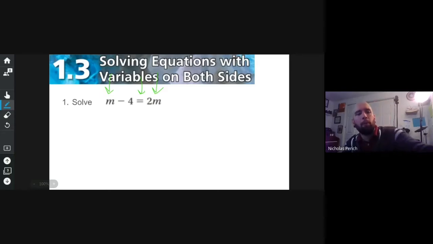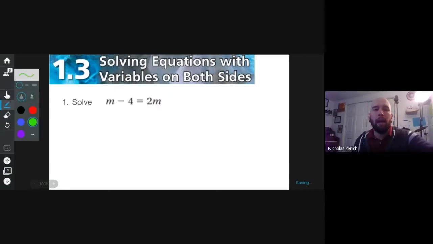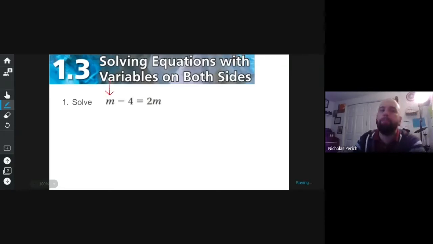And if you remember, if I want something to go on the other side, I have to do the opposite. Well, this is step number 1. If I have an M on the left and an M on the right, I want to get rid of the smallest M first. Okay, one more time. If I have a variable on the left and a variable on the right, I want to get rid of the smallest variable first. I have an M and a 2M, so the smallest variable is M.